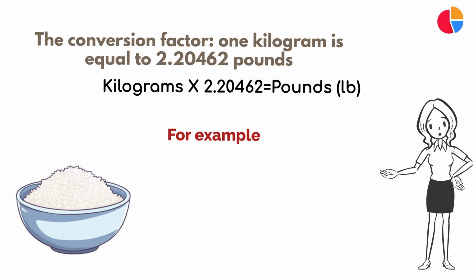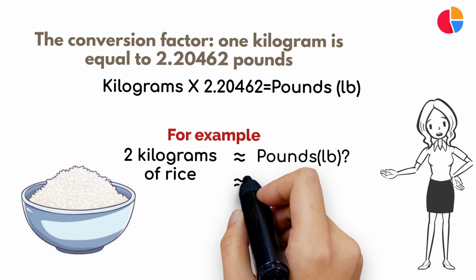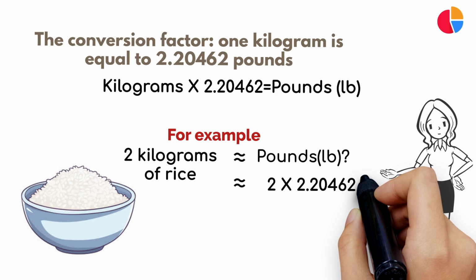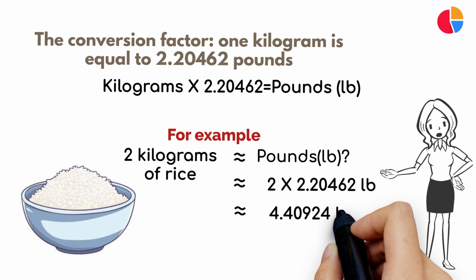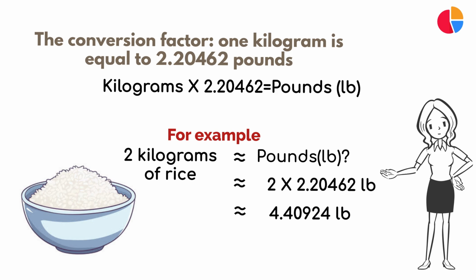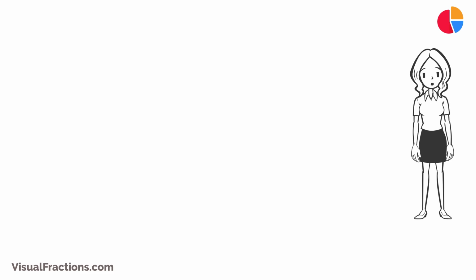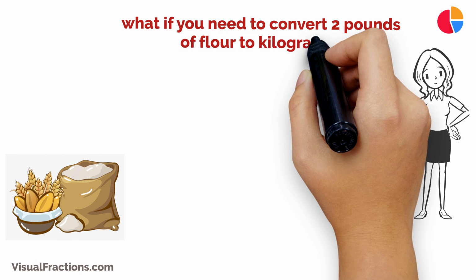Let's walk through an example. Say you have 2 kilograms of rice that you need to convert to pounds. We start by multiplying 2 by the conversion factor of 2.20462. This gives us approximately 4.40924 pounds, and that's it, we're done. 2 kilograms of rice is equal to approximately 4.40924 pounds.